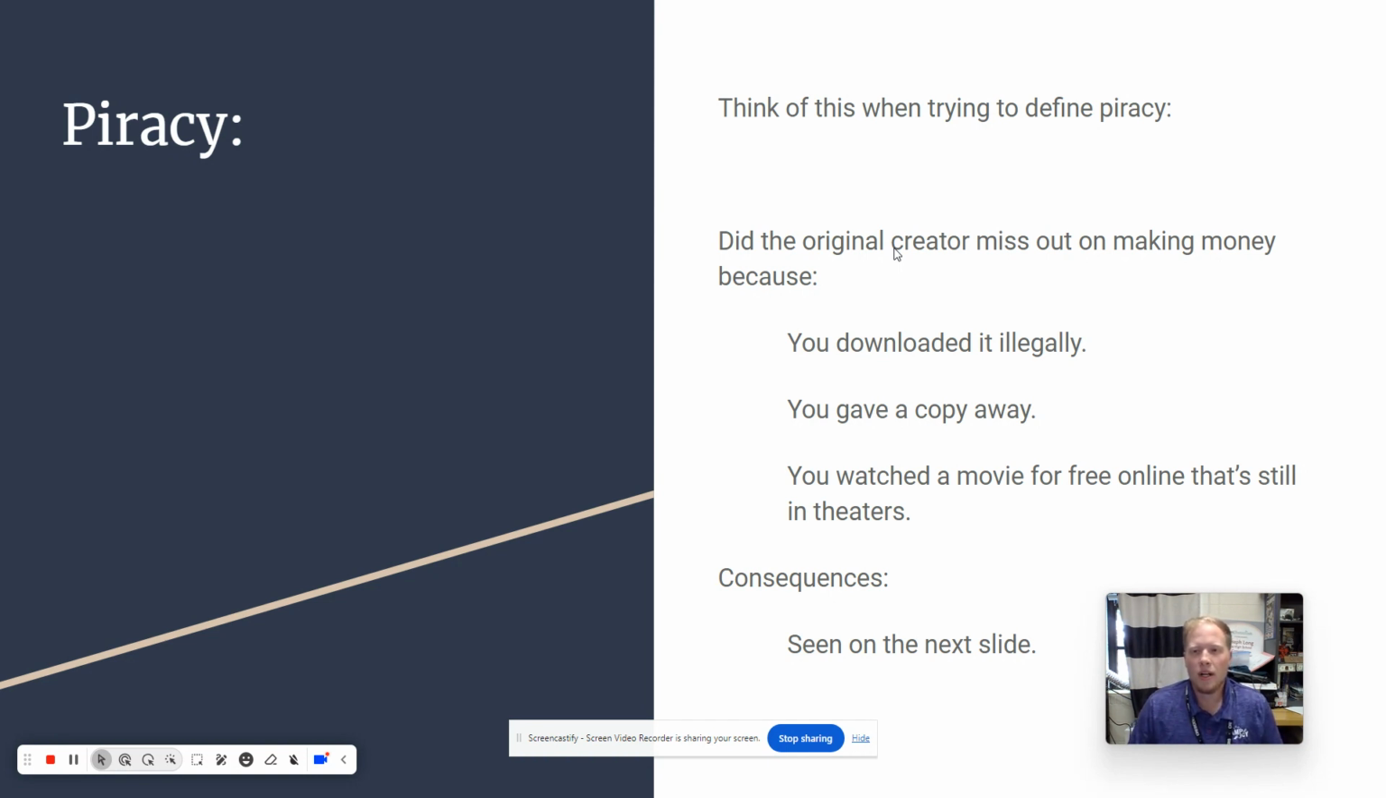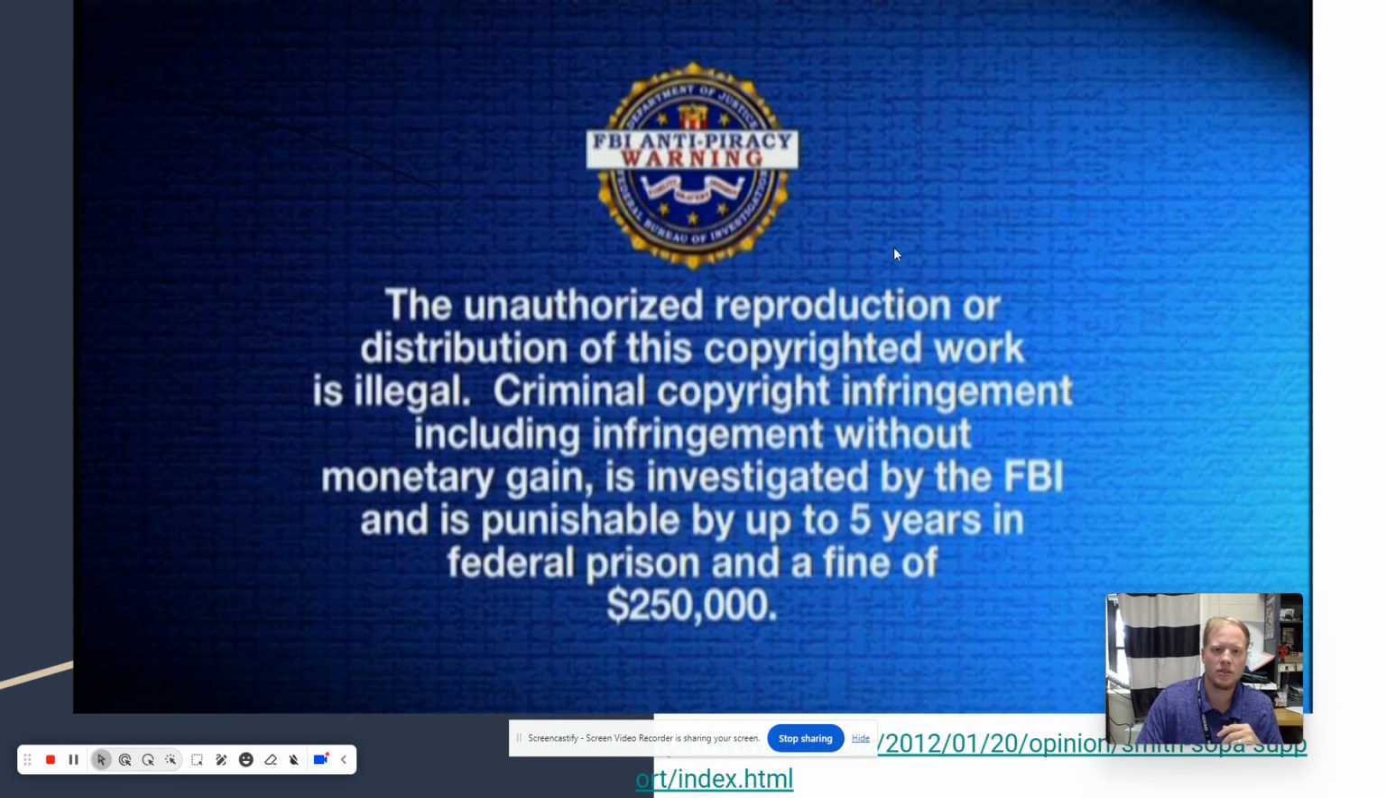Now, when we're trying to define piracy, you've got to think of a couple questions. Did the original content creator miss out on making money because you downloaded it illegally, you gave a copy away, you went and watched or found a free copy somewhere instead of paying for it? And let's look at some potential consequences.